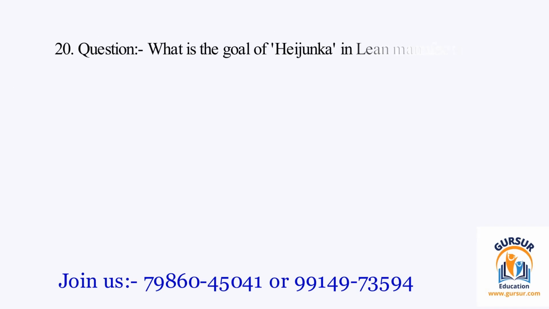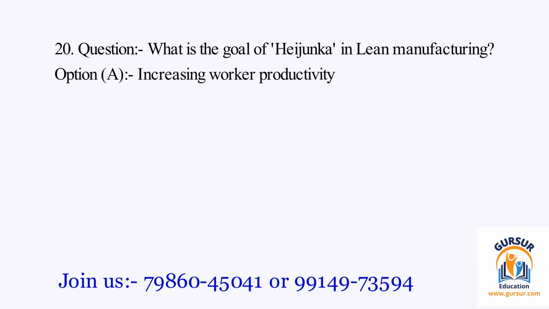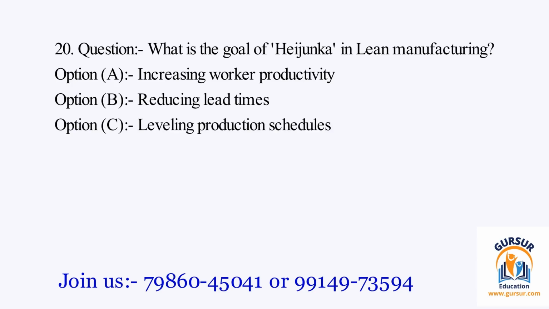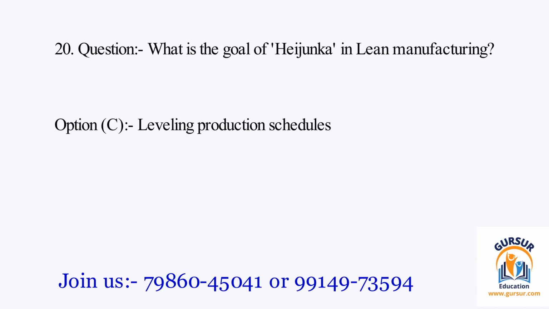Question number 20. What is the goal of Heijunka in lean manufacturing? The option A is increasing worker productivity. The option B is reducing lead times. The option C is leveling production schedules. The option D is increasing inventory levels. The right answer of the question is option C, and that is leveling production schedules.